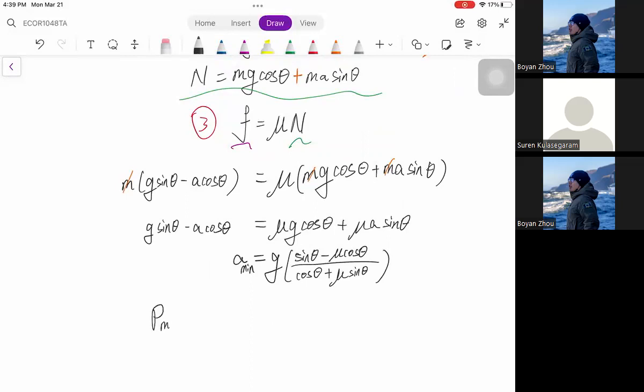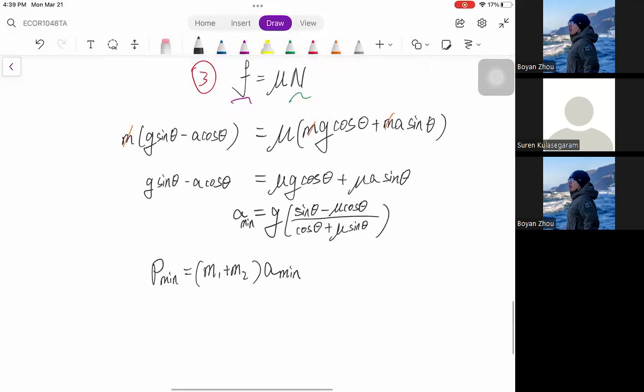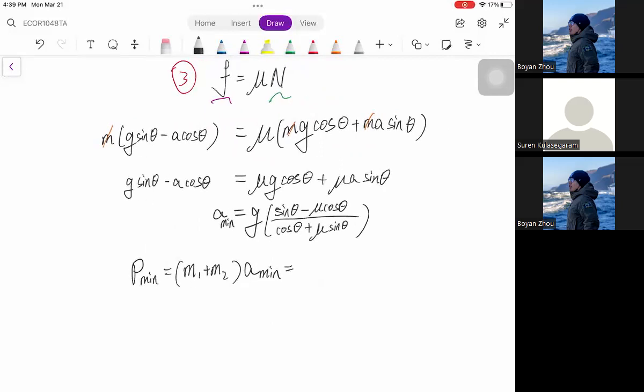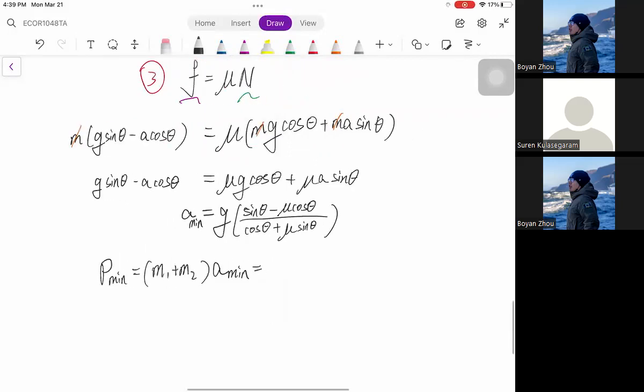So P minimum is just going to be equal to m1 plus m2, since it's going to be the mass of the car and the mass of the block. So it's m1 plus m2 times A minimum. And then you just plug in a number to calculate the A minimum.